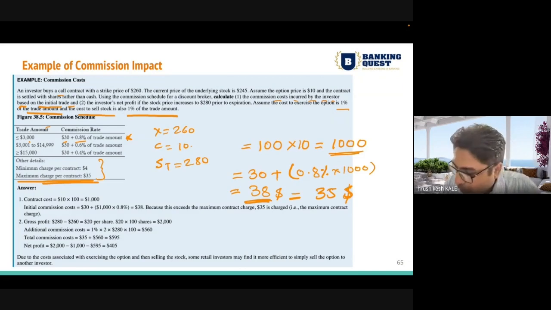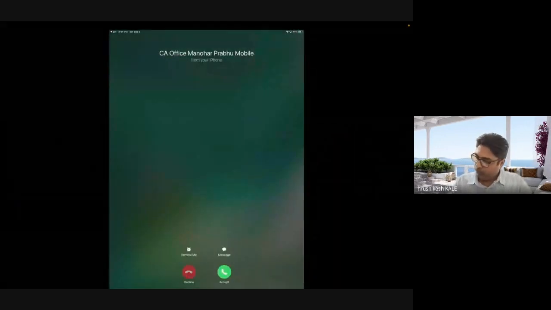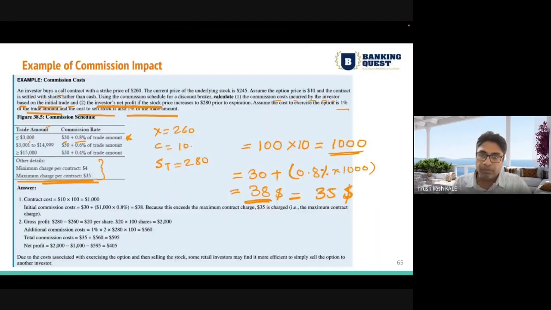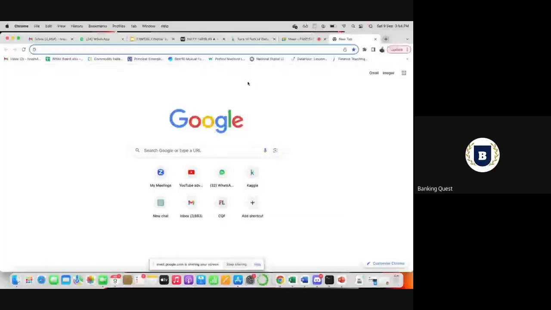Let us calculate the second thing, the investor's net profit. If it's a call option. Sorry. Guys, you there? Yes. Yes. Perfect.